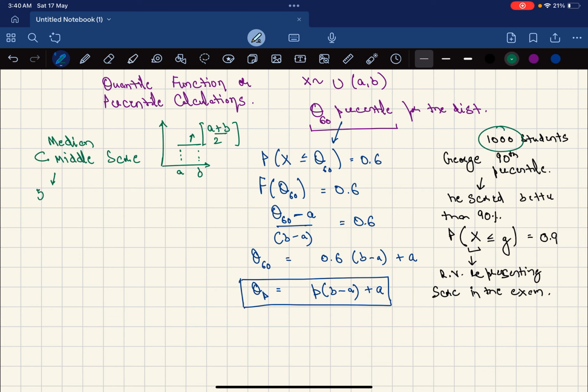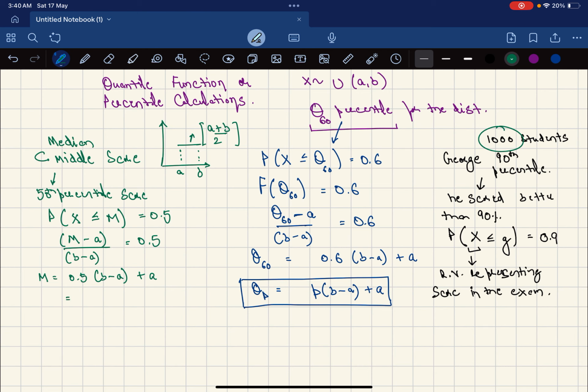Now, by middle score, we mean it is the 50th percentile score, which means half of the scores should be less than the median. So P(X less than or equal to median) should be equal to 0.5. Therefore, (median minus A) upon (B minus A) is 0.5. Therefore, median could be calculated as 0.5(B minus A) plus A, which is 0.5(B plus A), the required expression, which is the middle value as we saw from the graph above. So this is how we can calculate the quantiles and the median value for any distribution.